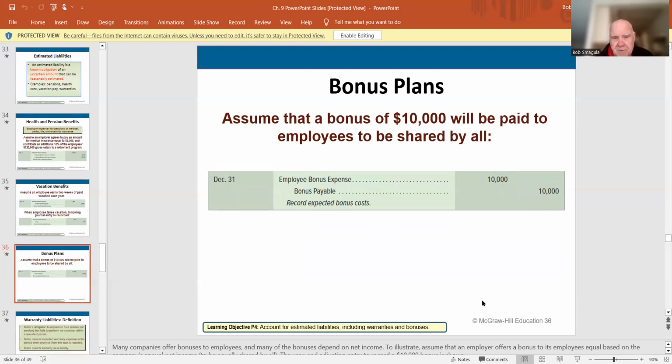Bonus plans. Assume that a bonus of $10,000 is going to be paid to your employees. Well, you know about that debt now. You've decided upon it. It's non-callable. You record an expense called bonus expense or salaries expense dash bonus, credit bonus payable, and then you pay it later.